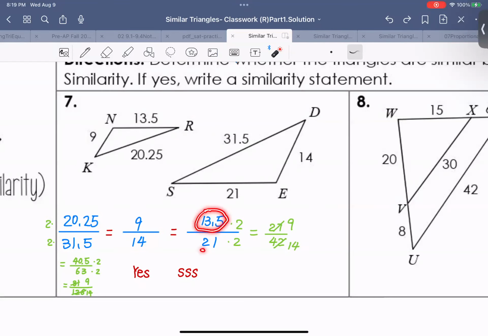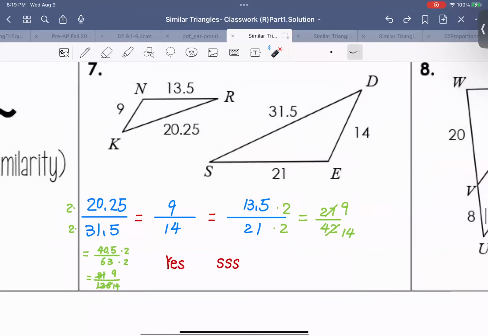13.5 over 21. If I times by 2, did you notice that? This guy doubled is 27. This guy doubled is 42. And this is divided by 3. This is divided by 3. So it's 9 over 14. Correct? Yes. And then the same thing for this side.